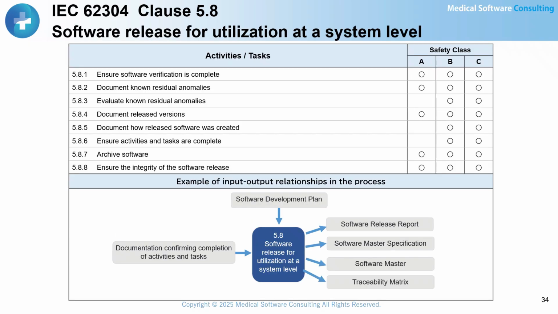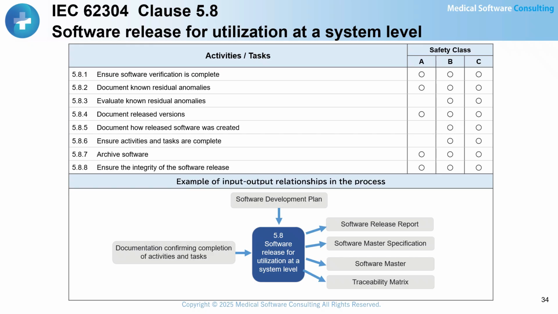In the process of software release for utilization at the system level, we are required to document the version of the medical device software being released, clearly describe how it was built, and ensure that proper measures are taken during the release. It is important to demonstrate that the software developed through the prescribed development process is identical to the software being released. To achieve this, the tools used during development should be preserved so that the development and build environment can be reproduced if necessary.